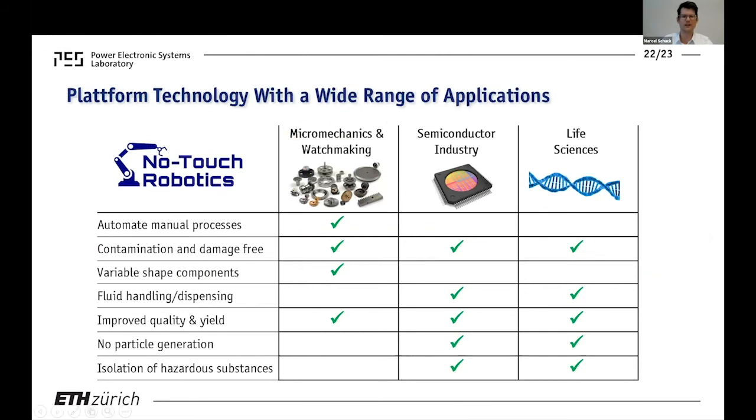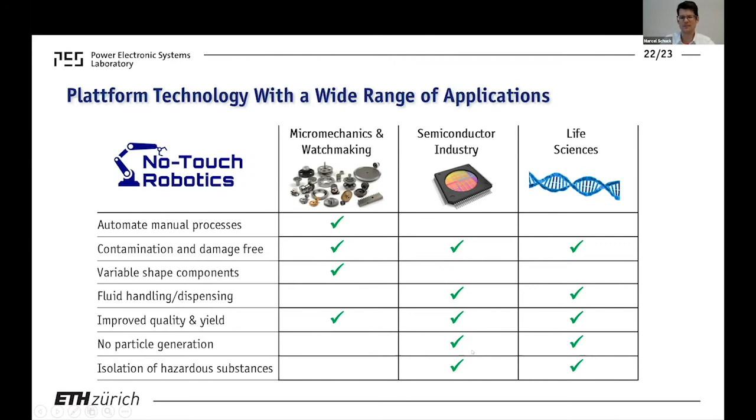Again, other ranges of applications that we see for this technology. I've covered micromechanics and watchmaking. I've covered a little bit of life sciences. Looking at the semiconductor industry here, oftentimes, as we've heard in the first talk, the precision requirements are very high, so we're not yet sure if we can really fulfill this. However, again, here also very promising because there is no mechanical contact, there's no particle generation, so this is very suitable for clean room environments, improving quality and yield because there's no handling inflicted damage, no particle generation.